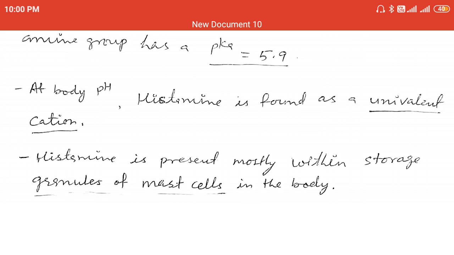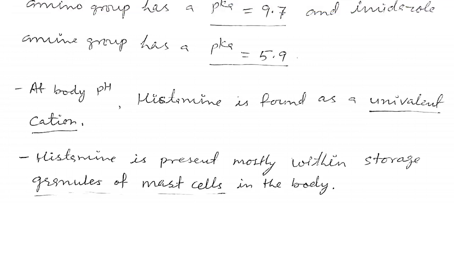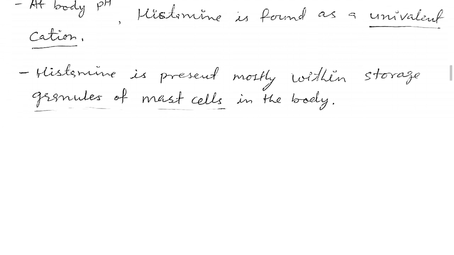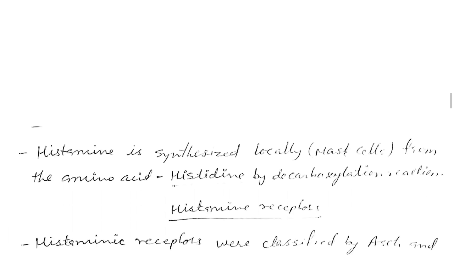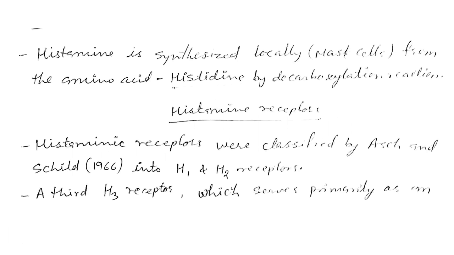Another point about the histamines that I have discussed with you: they are present mostly within the storage granules of mast cells in our body. So in the granules of mast cells these histamines are present, and they are responsible for the local defense system. Now we are discussing the histamine that is stored in our body, in the mast cell especially.